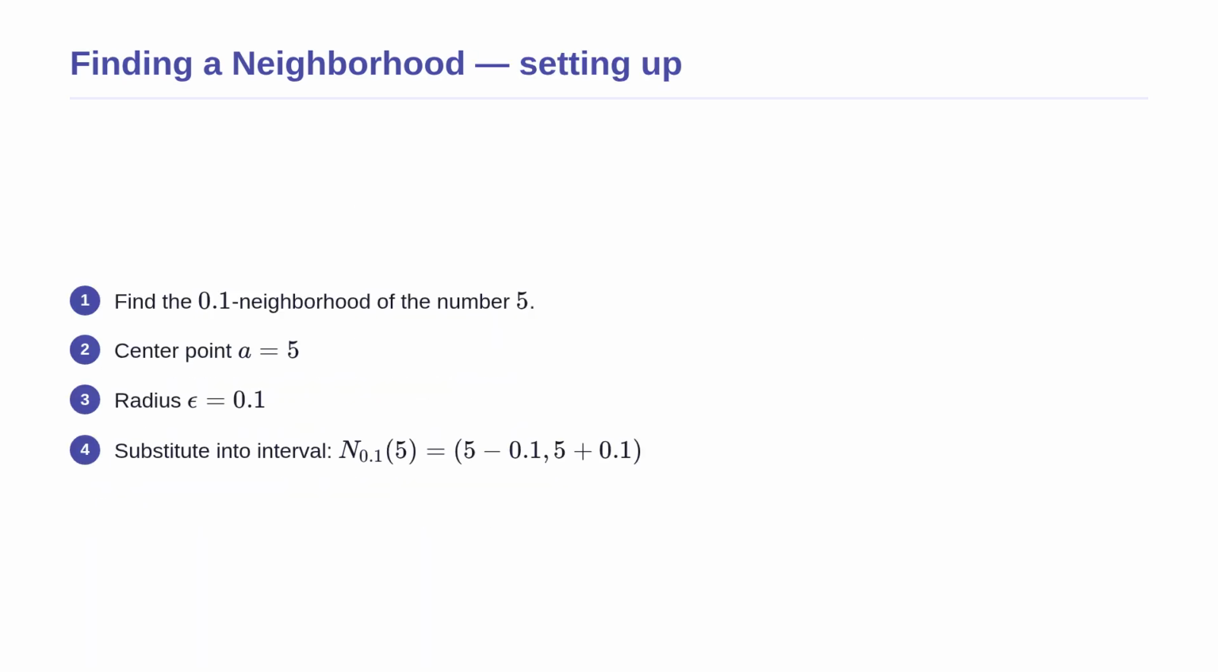Before we move on, let us see this with a concrete example. We want to find the 0.1 neighborhood of the number 5. We are given the center point A equals 5 and the radius epsilon equals 0.1. We will plug these values directly into our open interval formula. We calculate the left boundary by subtracting the radius from the center and the right boundary by adding the radius to the center. This is the very first step in translating our specific problem into mathematical notation.